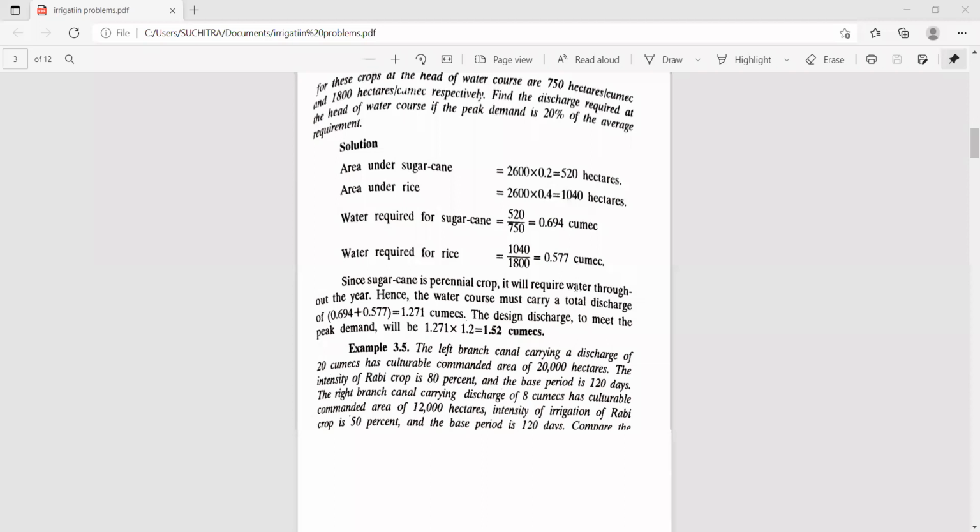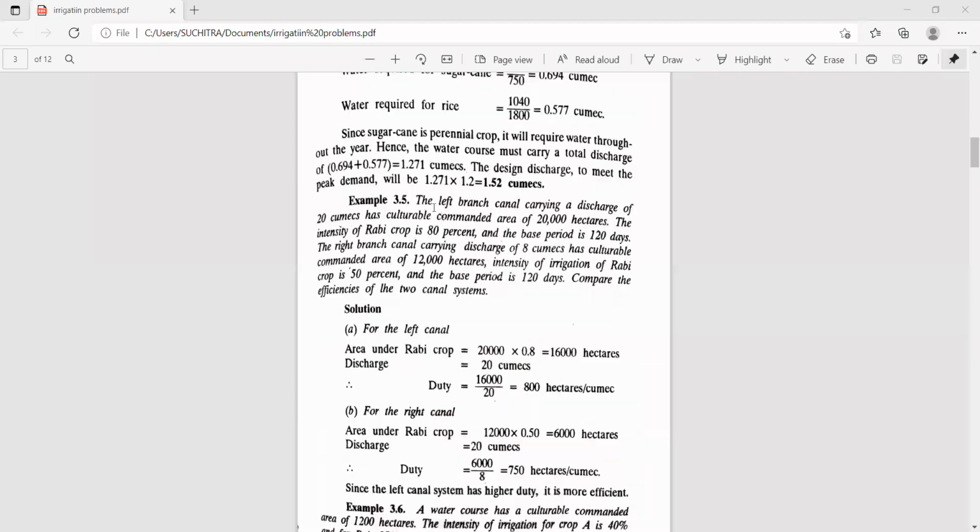Now, the next problem. So here, on the left, you have two canals which are carrying discharge.